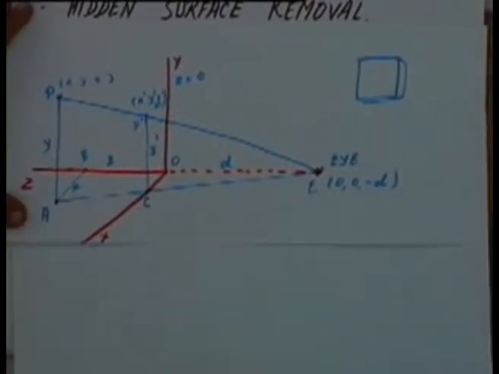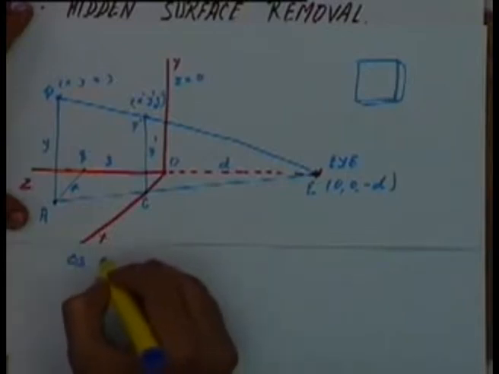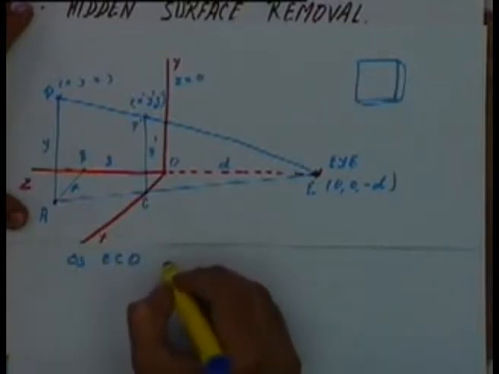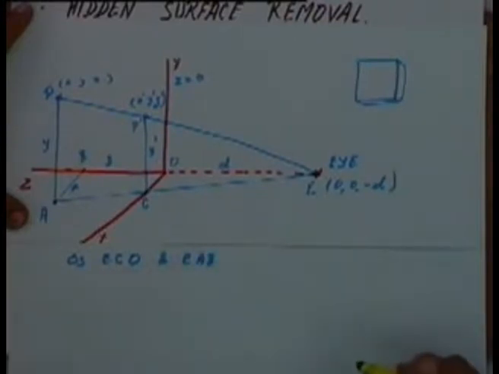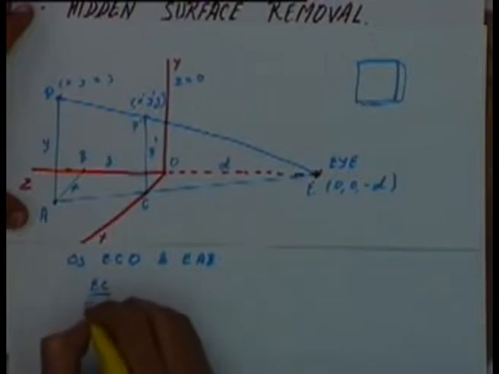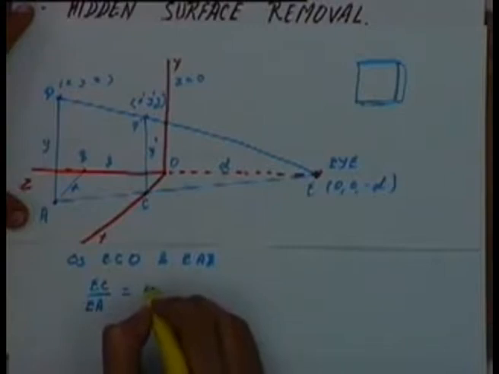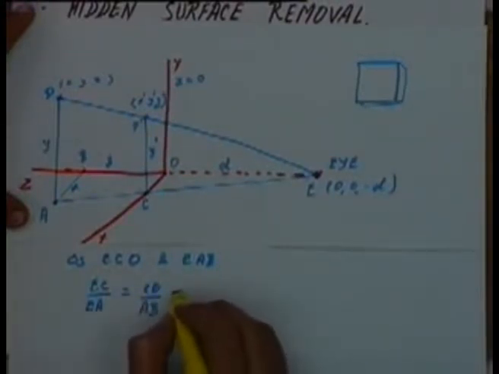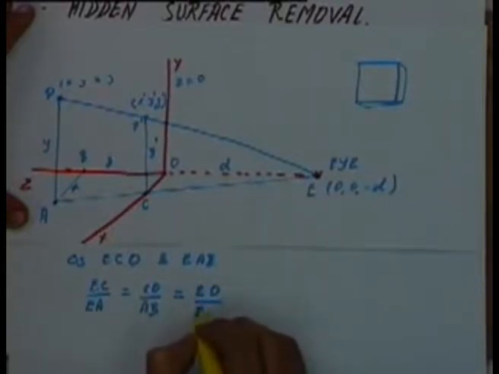Now let's consider triangles ECO and EAB. Now we can say EC divided by EA will be equal to CO divided by AB, and it will also be equal to EO divided by EB.